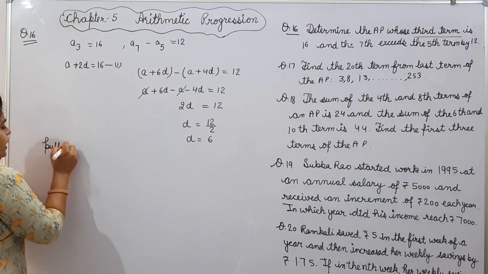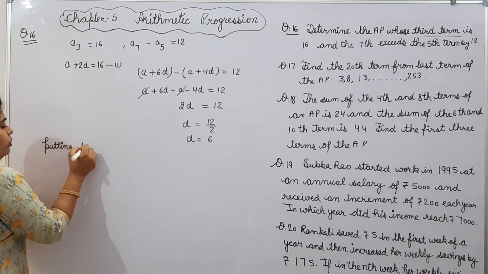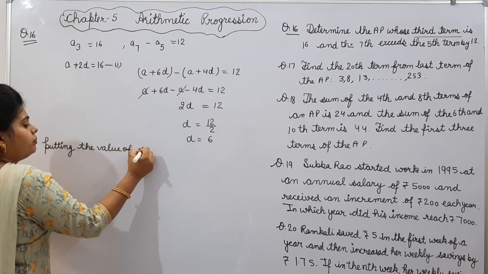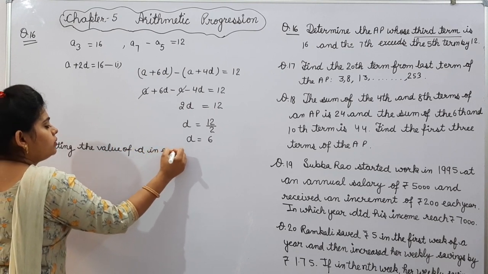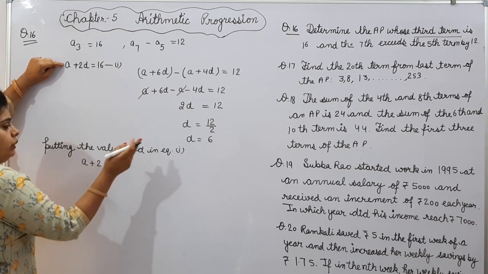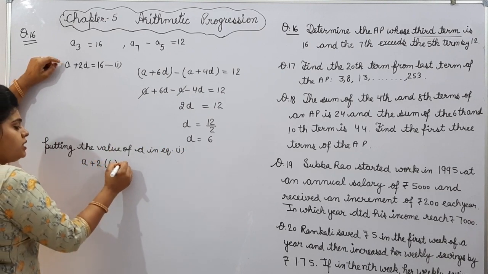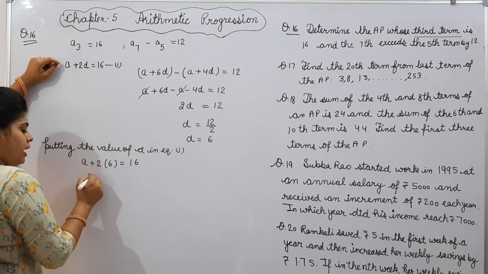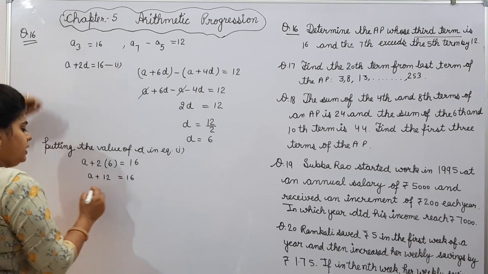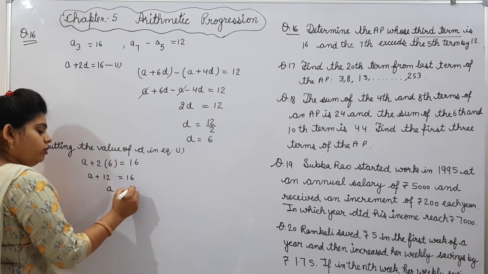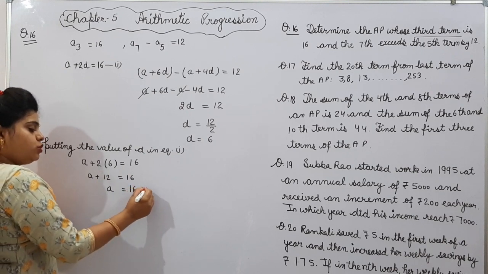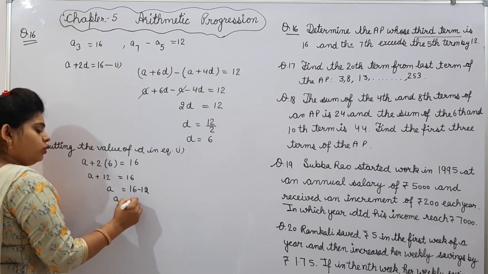Putting the value of D in equation first, what will we get? A plus 2 into D, which is 6, is equal to 12. A plus 12 is equal to 16, so A will equal 16 minus 12. This plus 12 becomes minus 12 here, and A is equal to 4.